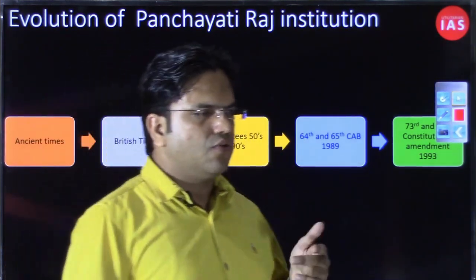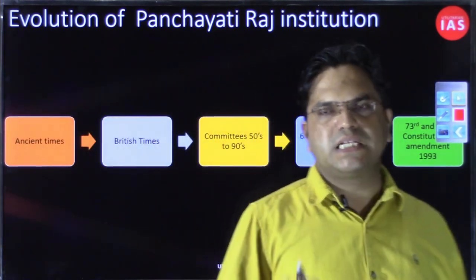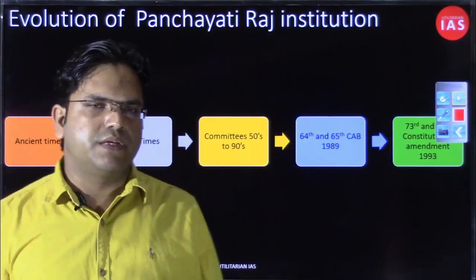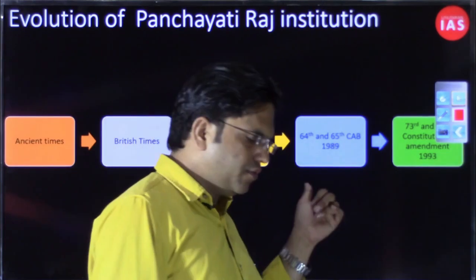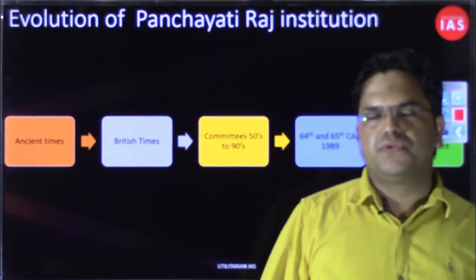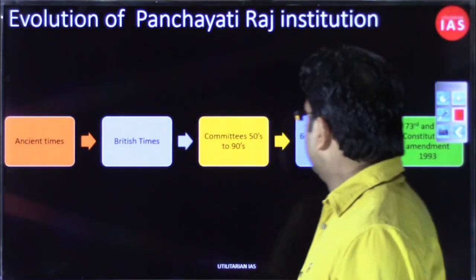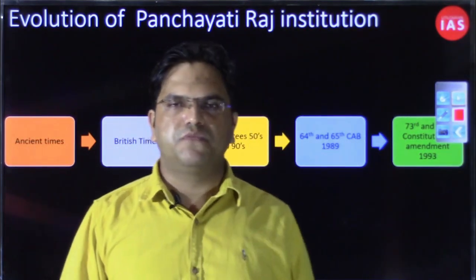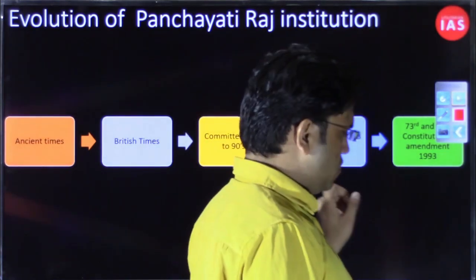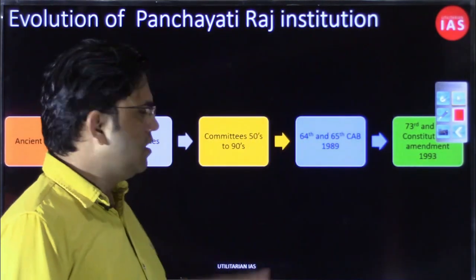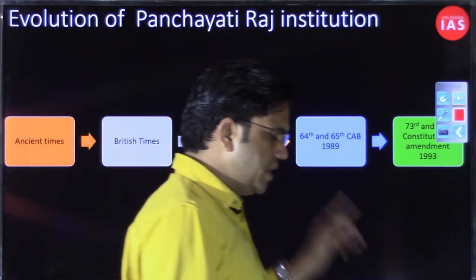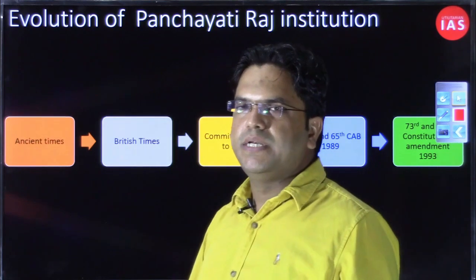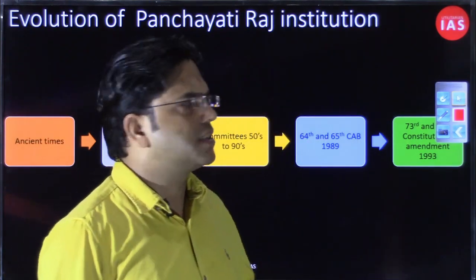So in Lakshmikant, you have 3 or 4 initial pages dedicated to the recommendations of these committees. But believe me, from the mains point of view, if you read these recommendations, it will be helpful to you in writing mains answers. So after that, we'll get into 1989, where you had an unsuccessful attempt by the Rajiv Gandhi led government. Late Prime Minister Rajiv Gandhi also made an attempt through the 64th and 65th Constitutional Amendment Bills in 1989, but that was an unsuccessful attempt.